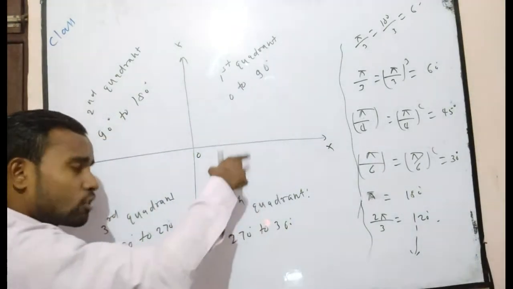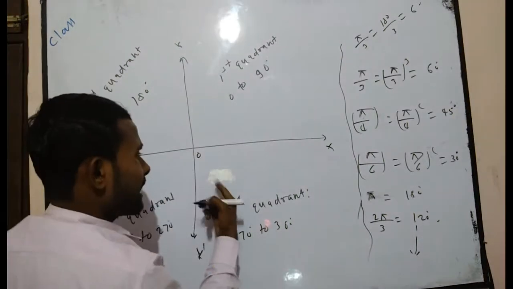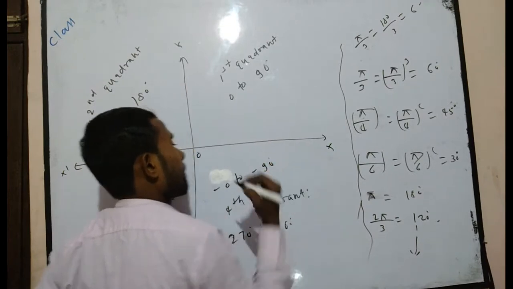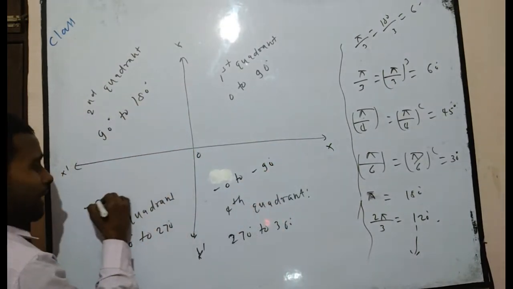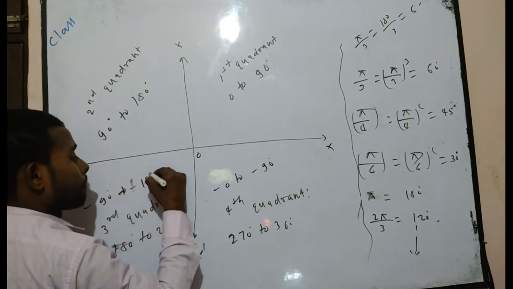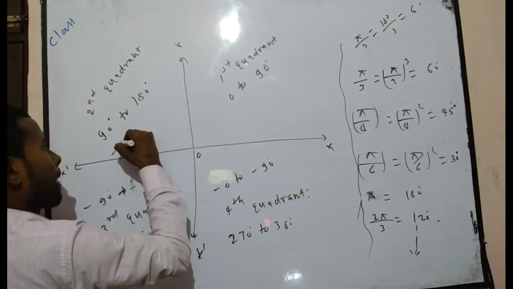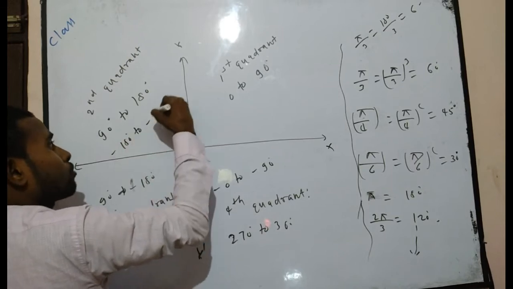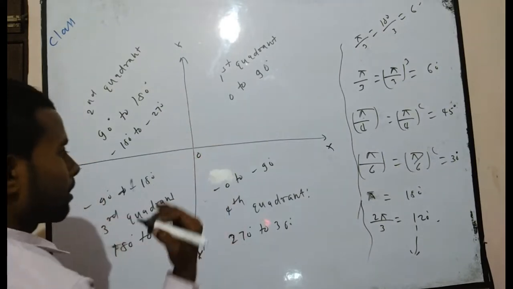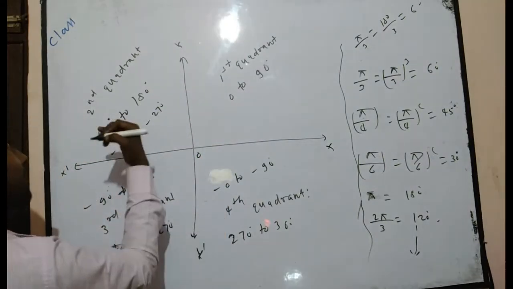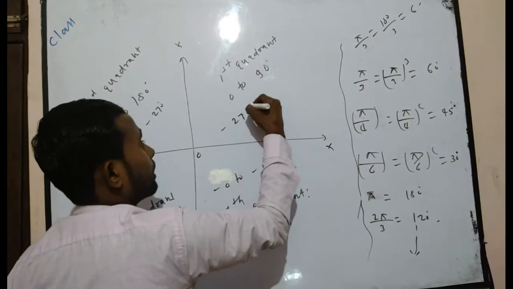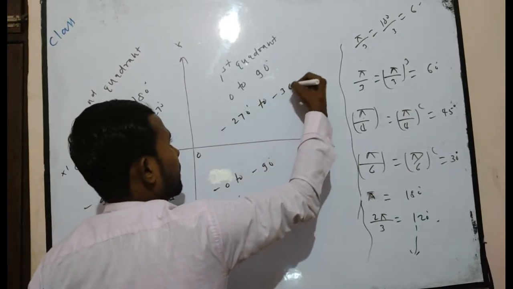While in the clockwise case, you take in the fourth quadrant minus 0 to minus 90 degrees, in the third quadrant minus 90 to minus 180 degrees, in the second quadrant minus 180 to minus 270 degrees, and in the first quadrant minus 270 to minus 360 degrees.